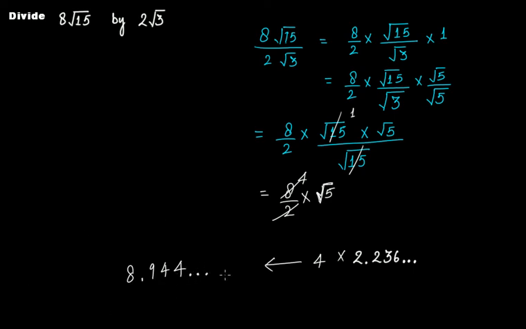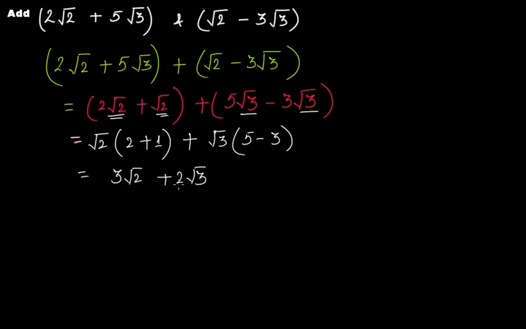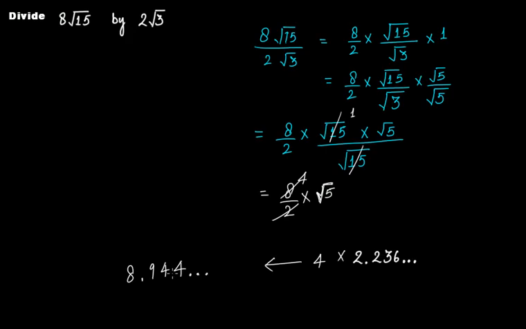This is the value if you solve this by putting this value. Like in this case, if you want to further calculate it, you can put the value of square root of 2 and the value of square root of 3, and you can finally get a more detailed answer. So here you get 8.944 and so on.